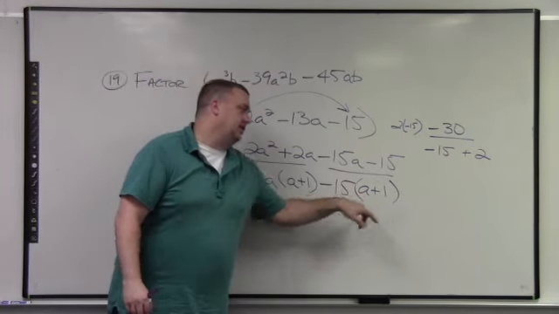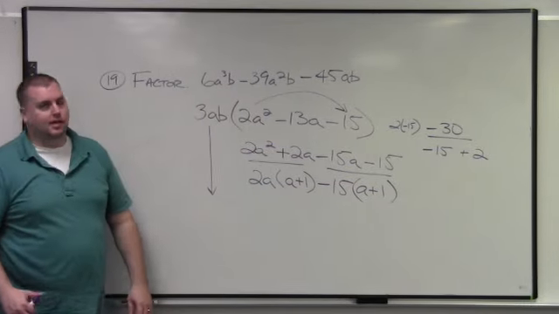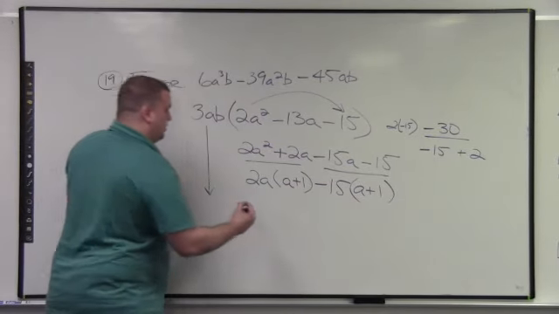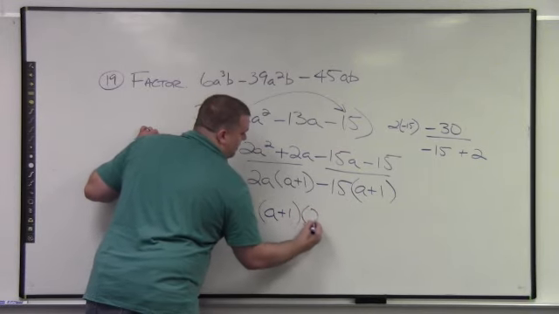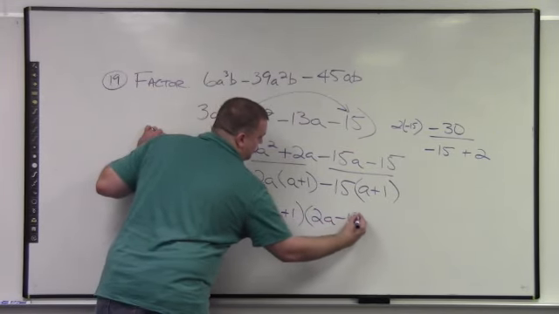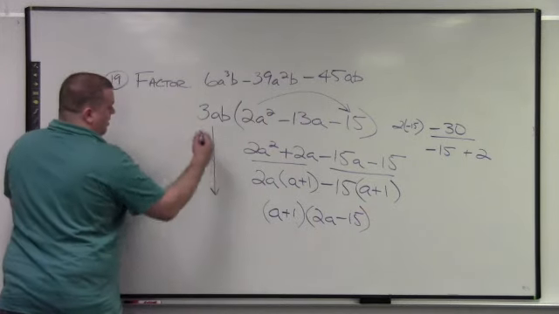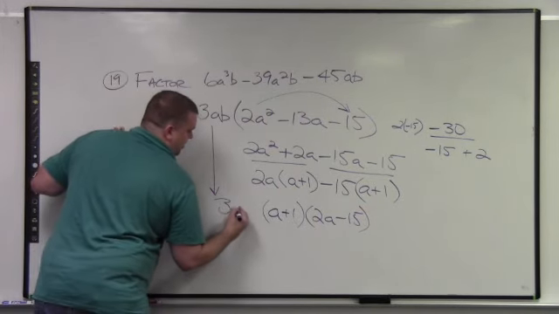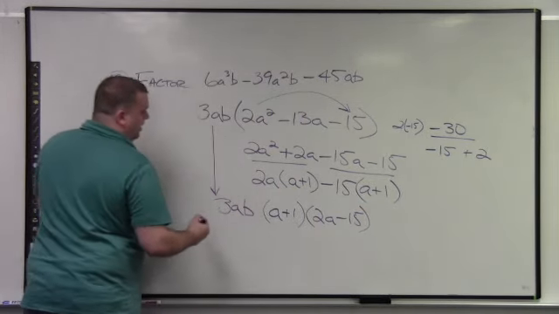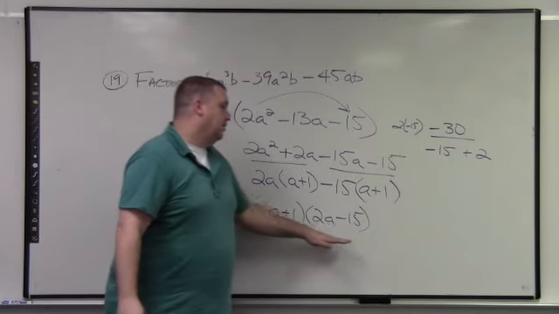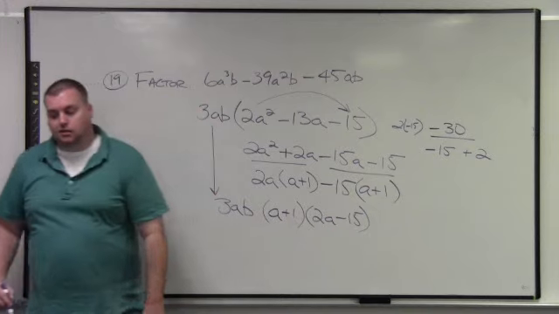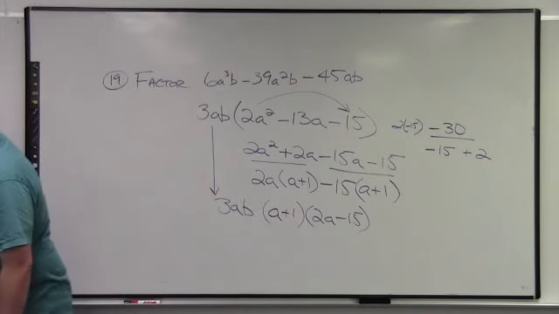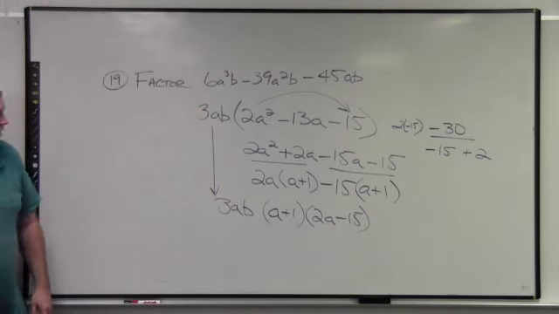And our parentheses have to be the same. So my two factors would be a plus 1 as my common factor, and then 2a minus 15 as my other factor. Don't forget about 3ab. So my completely factored answer would be 3ab, a plus 1, 2a minus 15. One of the factors is, how's it worded? It's going to be c.